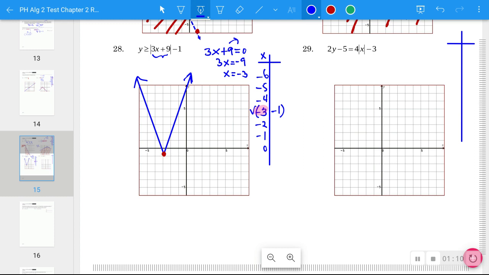Okay, moving to the right, negative 2. When you plug negative 2 in, you get negative 6 plus 9 would be 3. Absolute value of 3 is still 3. 3 minus 1 is 2. So we get negative 2, positive 2. Let me do that in a different color. And on the other side, negative 4, 2.